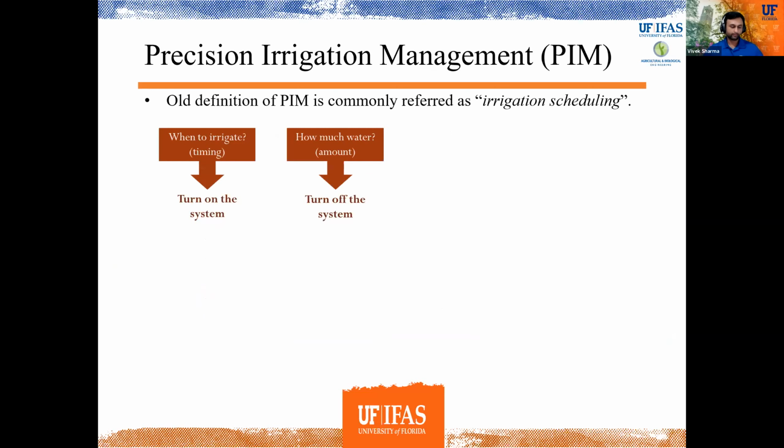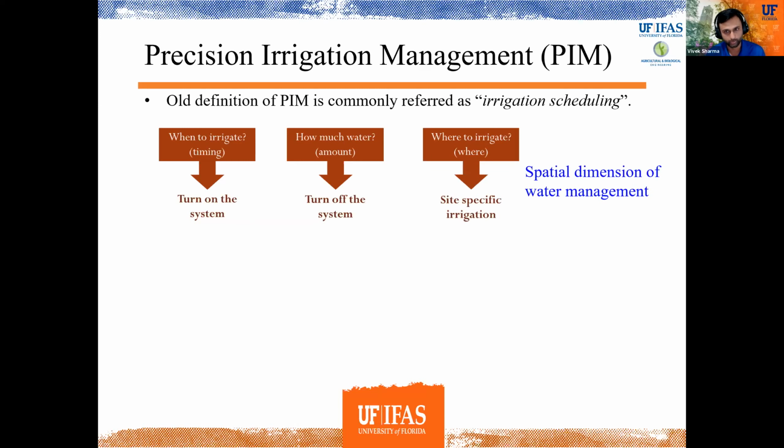I talk with many people, and we have been following this principle for about 3 decades now. But if you look at the old definition of precision irrigation management, we also called it irrigation scheduling. We concentrate on 2 parts: when to irrigate our crop and how much to irrigate, turning the system on and turning it off. These are the 2 essential components. What we are adding new is the spatial component, where to irrigate within the field itself.